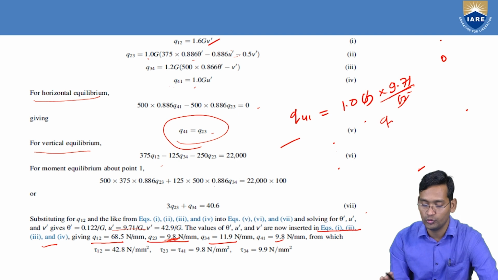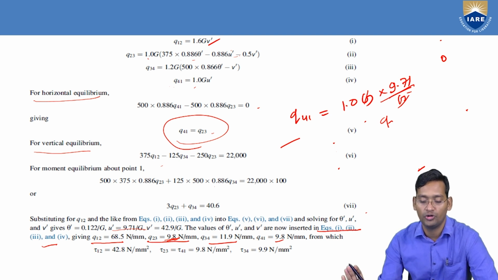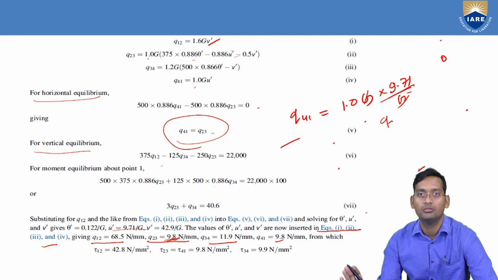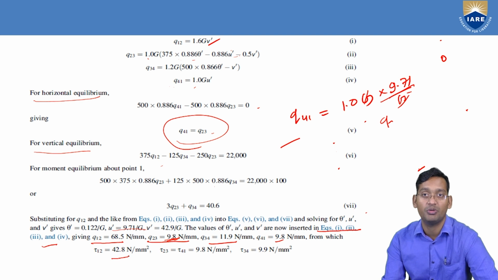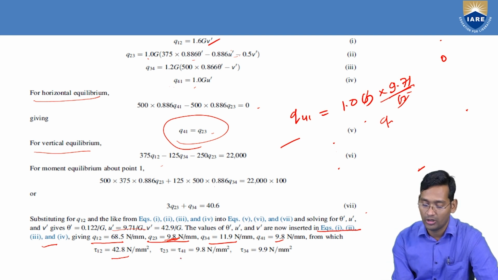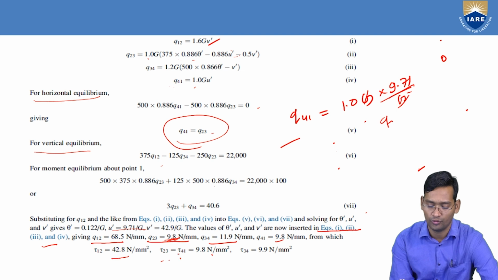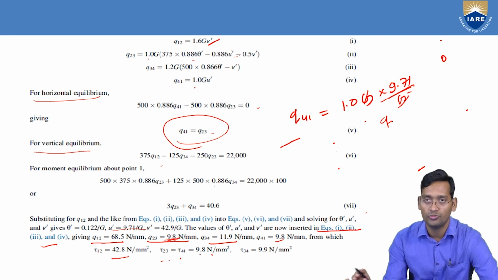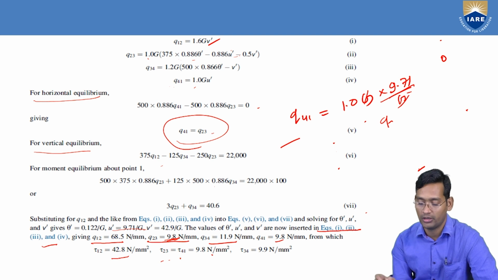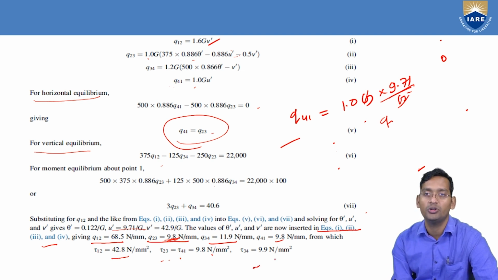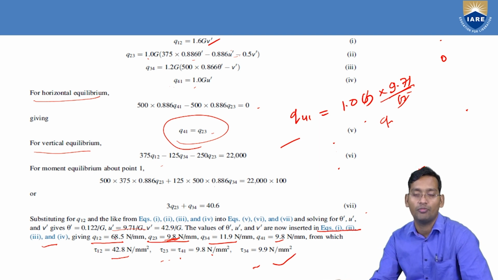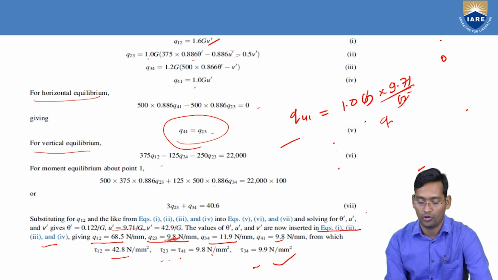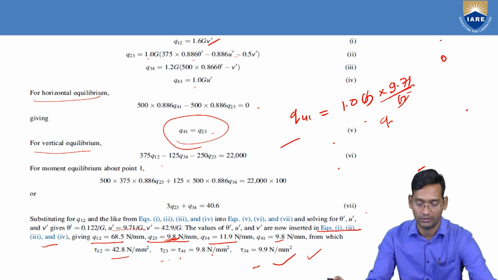So now we have Q12, Q23, Q34, Q41. Similarly, we can find the tau. So tau 12 will be equal to 42.8 Newton per mm square. Tau 23 will be equal to how much? 9.8. Tau 23 and tau 41, again that will be the same, equal to 9.8 Newton per mm square. Tau 34 will be 9.9 Newton per mm square. So now we found all the shear stress distribution, then torque from 1 to 2, 2 to 3 and 3 to 4. All the things. Okay. So that will be the final answer for this numerical.